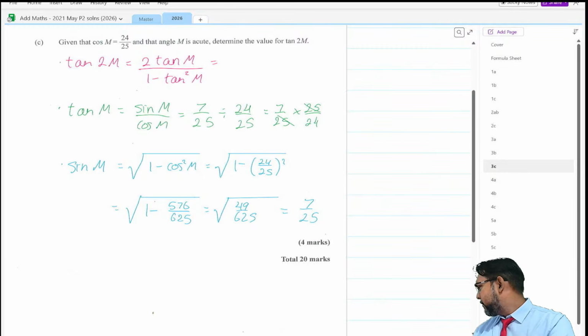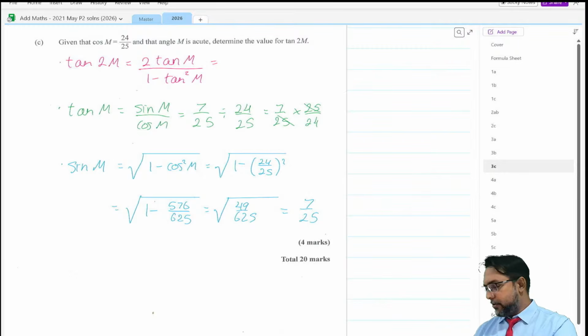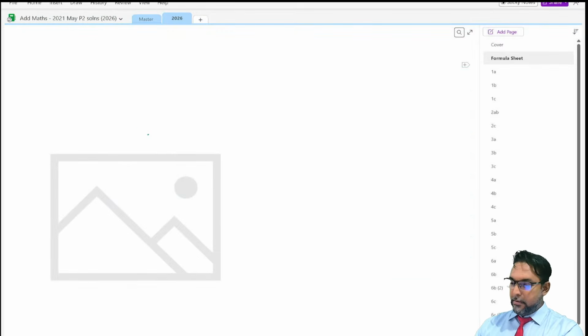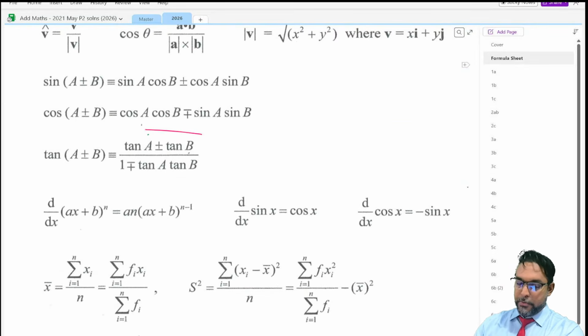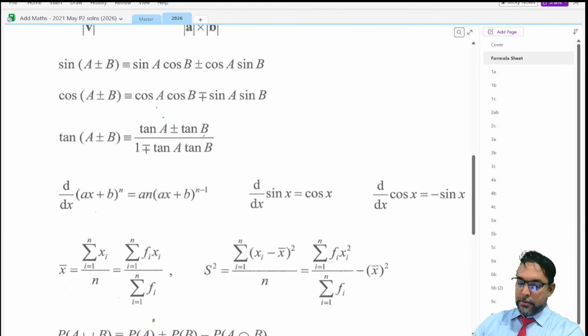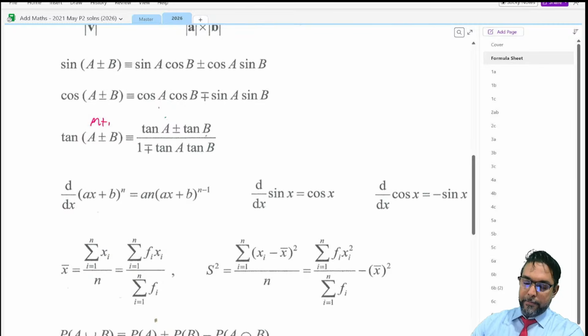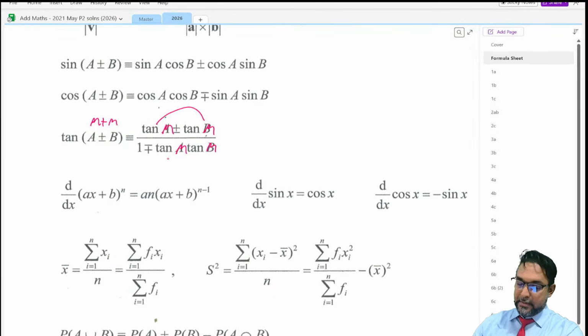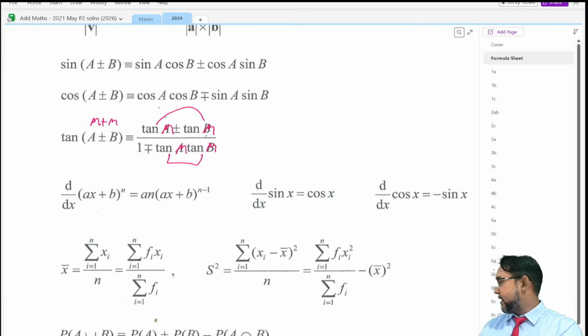Sorry, how did you get 2 tan m? So what we did is we use this formula, but for 2m, 2m would simply be m plus m. So you replace this with m, this with m. Tan m plus tan m is 2 tan m, and then tan m multiplied by tan m is tan squared m. Oh, okay.